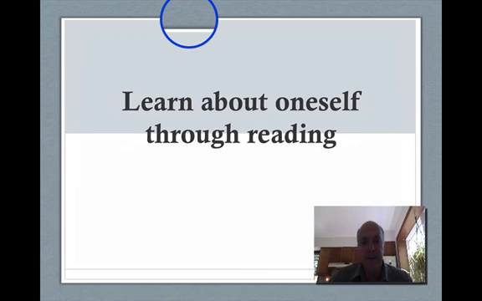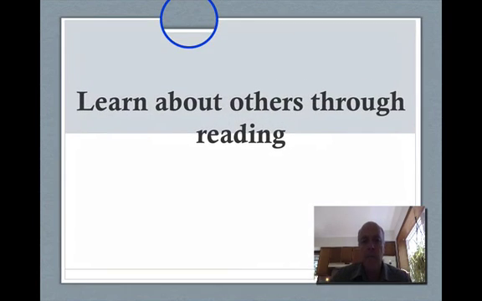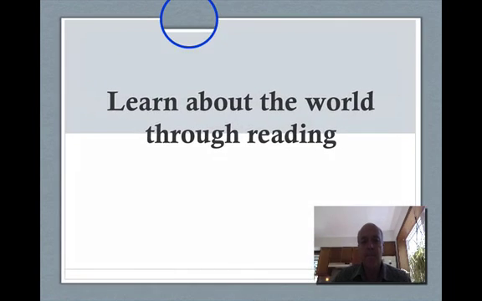You learn about yourself through reading. By reading, you see people have experiences similar to yours, and you see how they handled particular challenges in life, and it helps you learn about your own. And obviously you learn about other people and other concepts and ideas through reading. You learn about the world through reading.